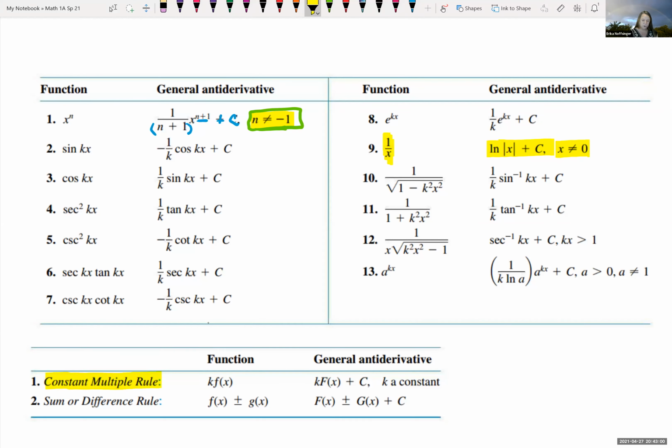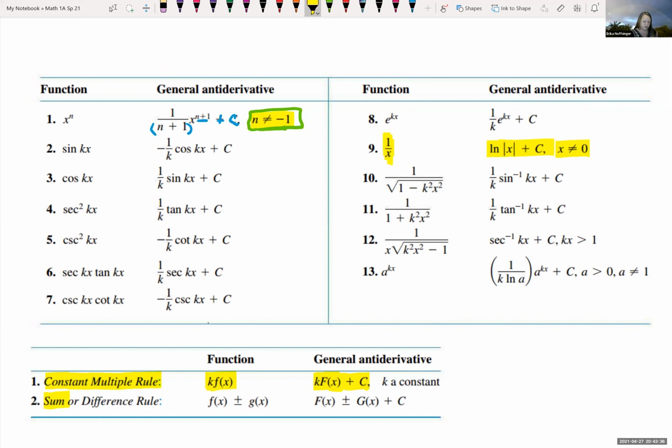Constant multiple rule. Same thing like when we were doing derivatives. If I had the derivative of some coefficient times x to the n power, I could first take the derivative of x to the n and then multiply it by that coefficient. Same idea here. If our function we want to get back is k f of x, I can ignore that coefficient in front at first, figure out what that antiderivative of f of x is, and then multiply it by that coefficient plus some constant c.